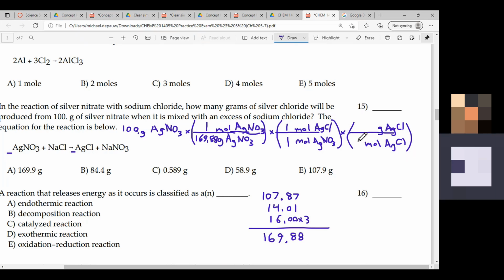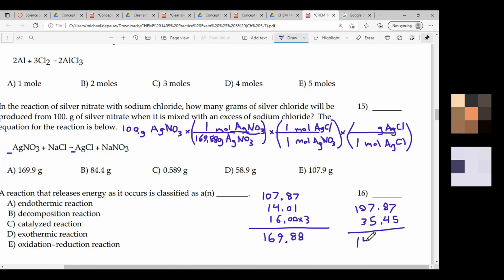And then the grams to mole conversion for the AgCl, it's 1 mole is equal to the molar mass. And chlorine is 35.45, so if I take 107.87 and I add 35.45, what do I get? 143.32. So then I'll put that there. And then when you calculate it, just multiply everything on top and divide by everything on bottom.